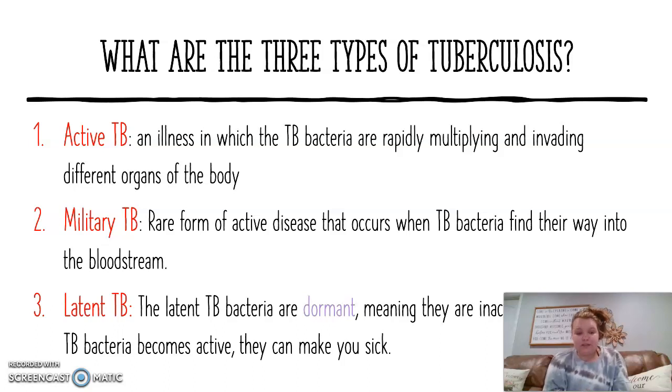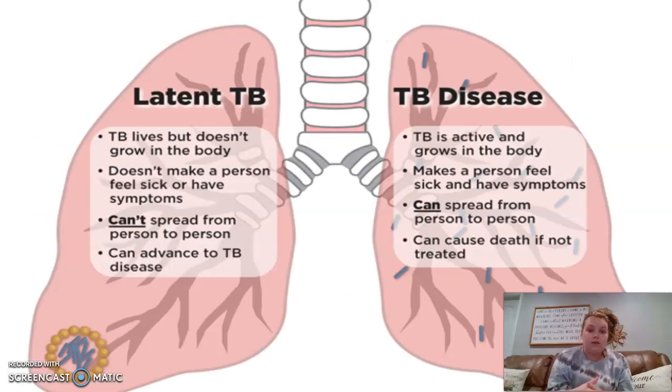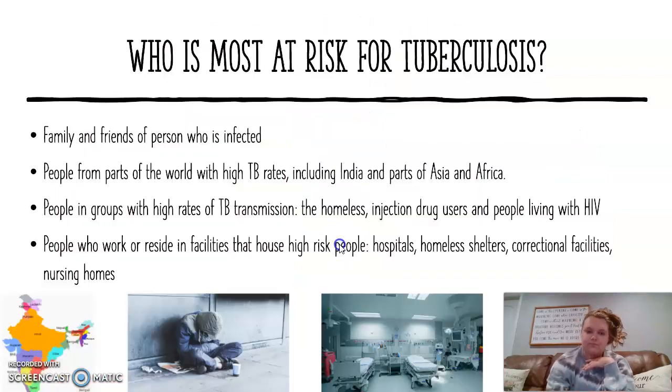And then we have latent TB. Latent TB bacteria are dormant, meaning they are inactive or asleep, I guess you could say. Once the latent TB bacteria becomes active, it can make you sick. Here's a good example of the comparison and differences of latent TB and active TB. Latent TB is not contagious, but active is. Latent, you do not have any symptoms, but active you do. And latent does not grow in the body, but active does.